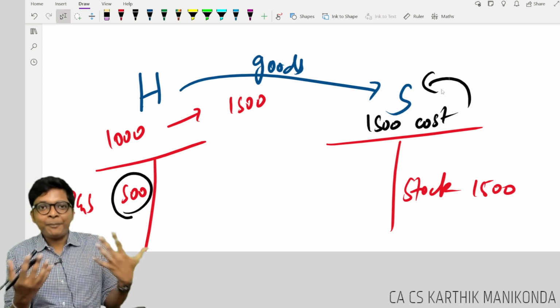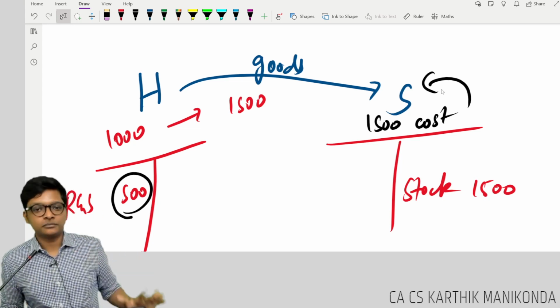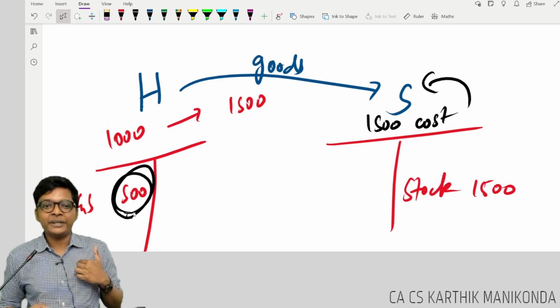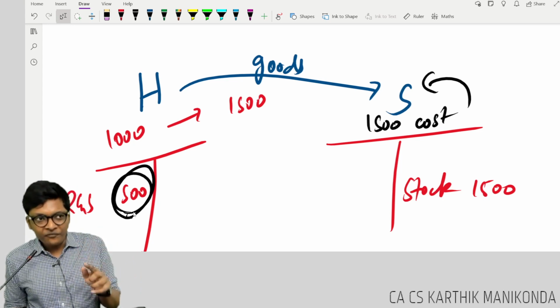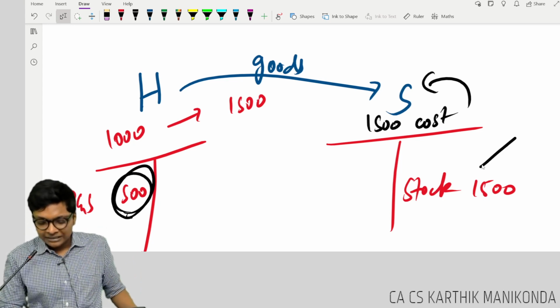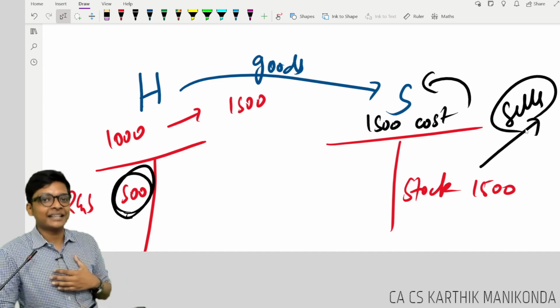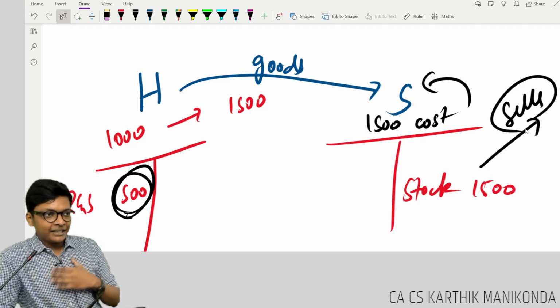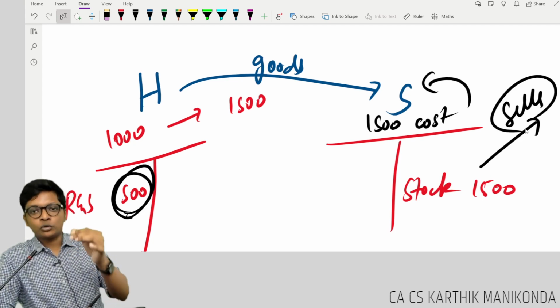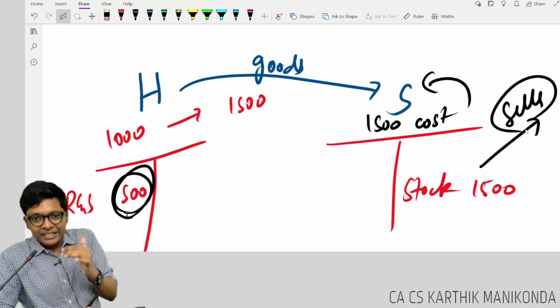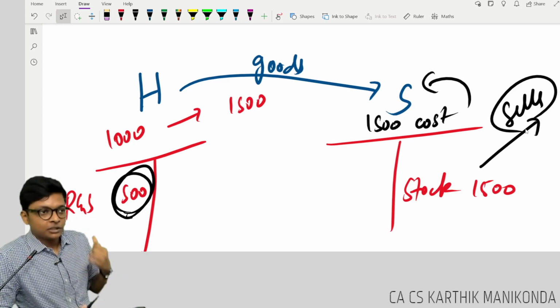When I prepare separate financial statements, no problem. But actually, is this profit for me? No, it's a profit only when the subsidiary sells this stock. Are you understanding, guys? Are you getting it? If a father gives a product to his son at a profit, it's not a profit. It's a profit only when the son actually sells it and makes the money.